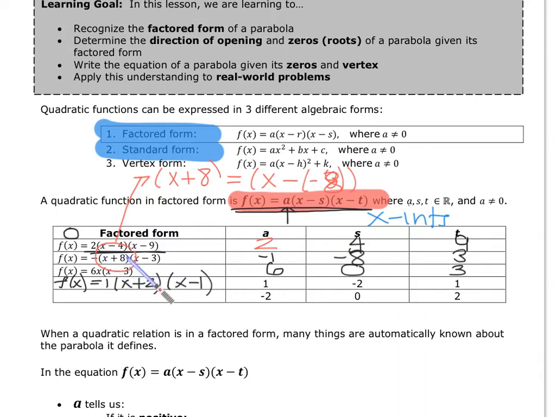-8. Another way to think of it is you can always just take the opposite of whatever is there. So there's lots of different ways that you can think about it, okay? So s is defined as the x-intercept. S is whatever is beside the negative. T is also the second x-intercept. It is defined by whatever is beside the negative.